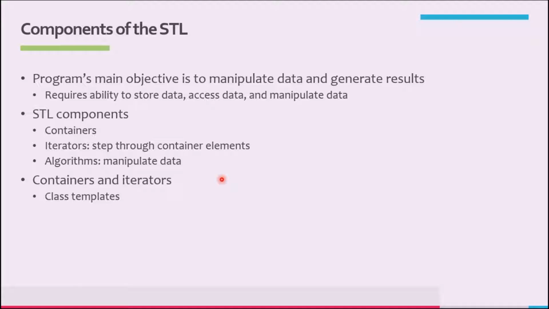More formally, the STL has three main components. So these are containers, iterators, and algorithms. Containers and iterators are class templates. Iterators are used to step through the elements of a container. Algorithms are used to manipulate data. So this video discusses some of the containers and iterators.